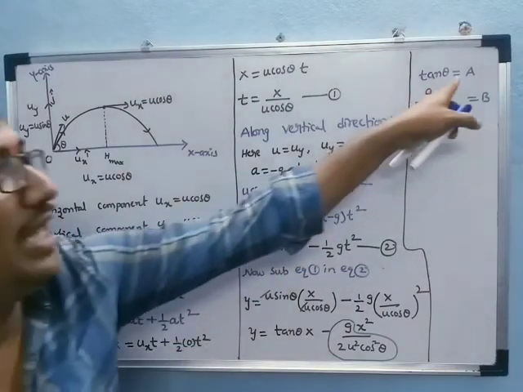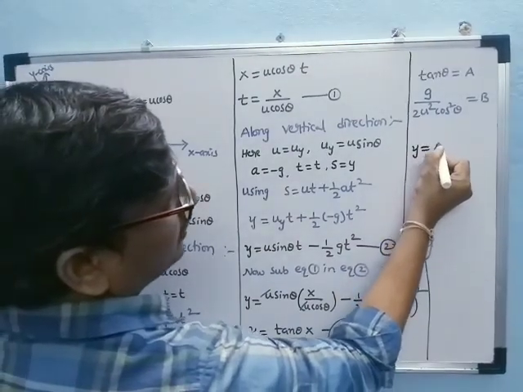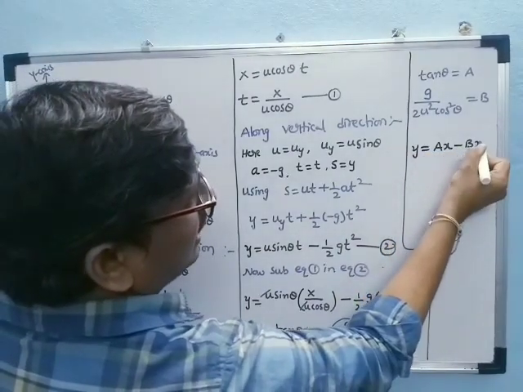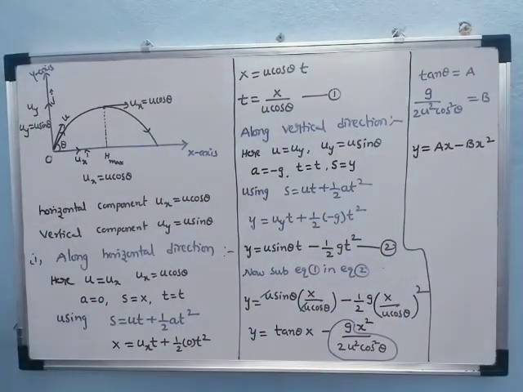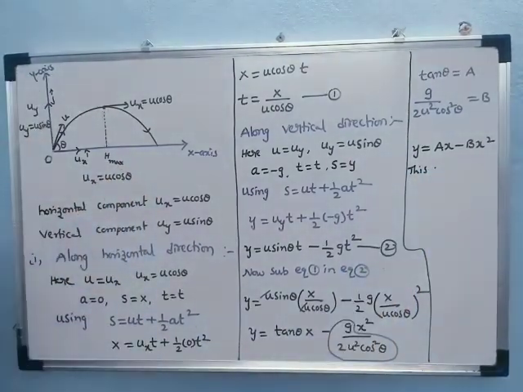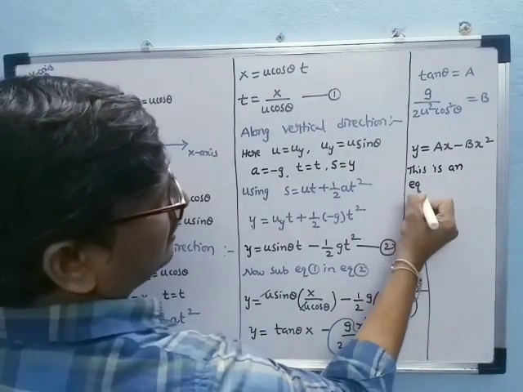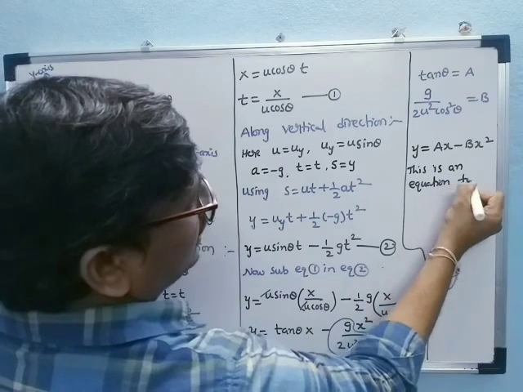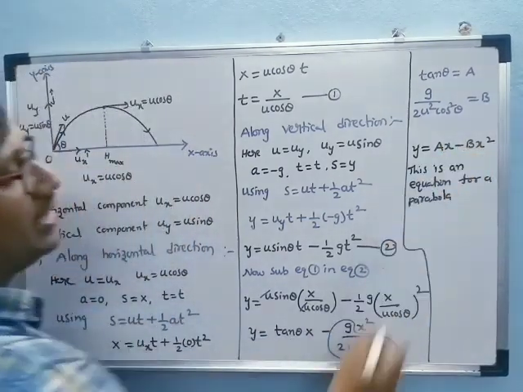Now these two values a and b we can substitute in this equation. Then we get y is equal to ax minus b x square. Here tan theta is equal to a, the remaining x minus b x square. See, this is an equation for a parabola. It represents a parabola equation.